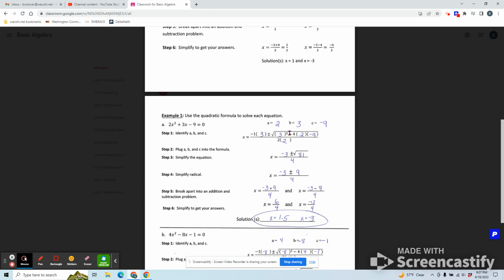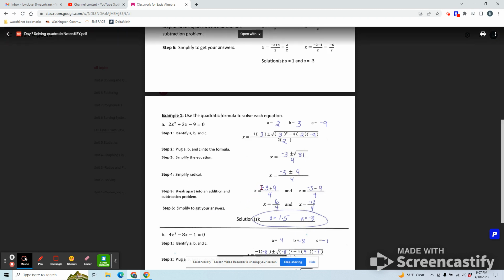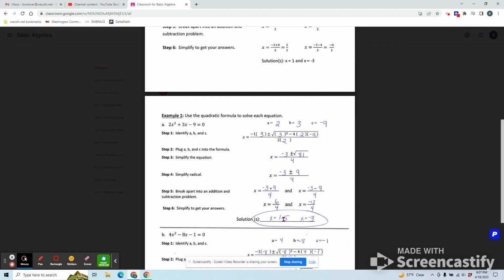I simplify. 3 squared minus 4 times 2 times negative 9 is 81. Negative 1 times 3 is negative 3. And 2 times 2 is 4. Simplify the radical. I hit square root 81, enter on my calculator. It gave me a 9. I break into an addition problem. There's my addition. And a subtraction problem. And then I simplify. Negative 3 plus 9 is 6. Divided by 4 is 1.5. Negative 3 minus 9 is negative 12, divided by 4 is negative 3. So I have two different answers. One is 1.5 and one is negative 3.